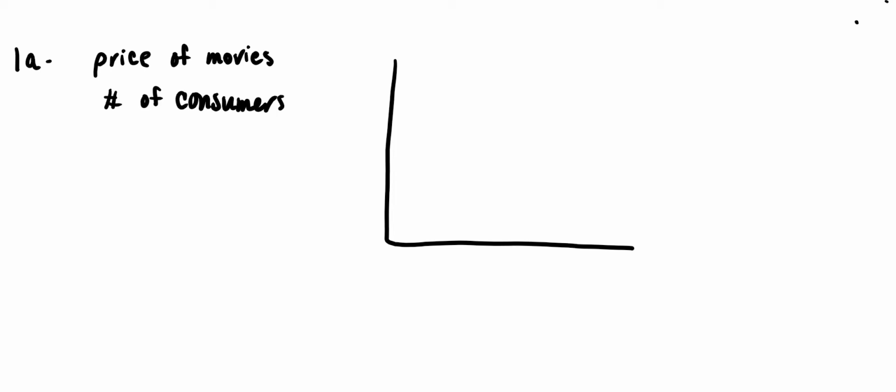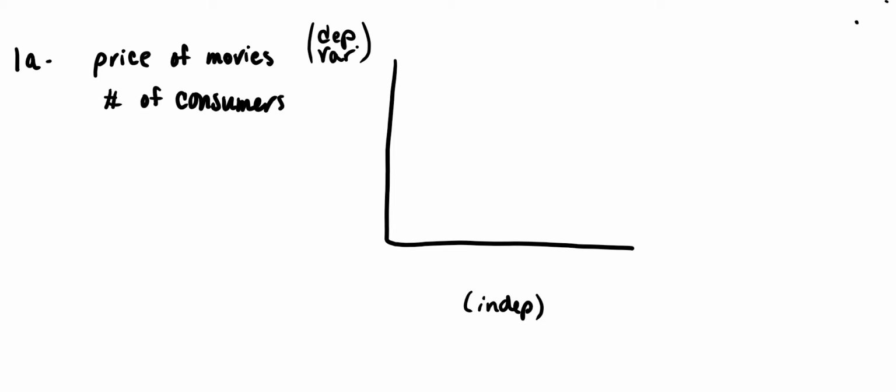Now, we are going to need to pick a panel that best represents the relationship between these two variables. So I need to figure out what the independent variable is, which is going to go on the horizontal x-axis, and then the dependent variable on my vertical axis. And so I need to ask myself, is it that the price of movies impacts the number of consumers who go to see them? Or is it that the number of consumers impacts or determines the price of going to the movies?